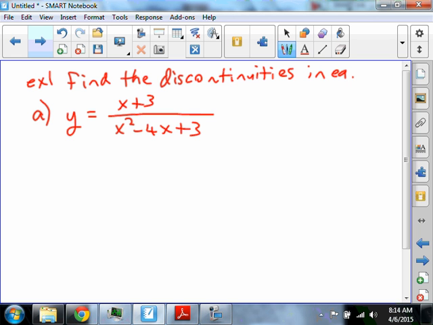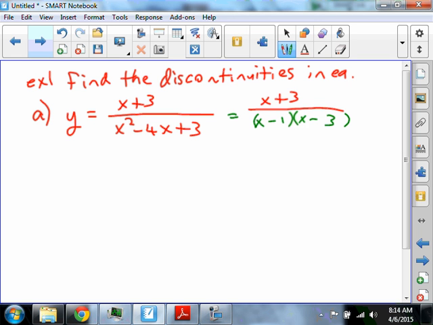So the hidden agenda here that they don't tell you about is, okay, hotshot, what you need to do is go ahead and factor that denominator. They tell you you really need to factor that denominator. So what's that denominator going to factor into? An x and an x, and a minus 1 and a minus 3, huh?